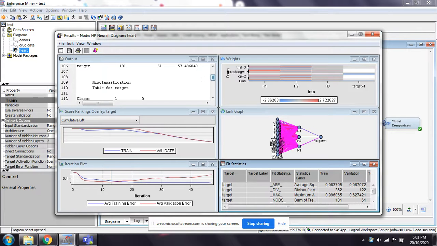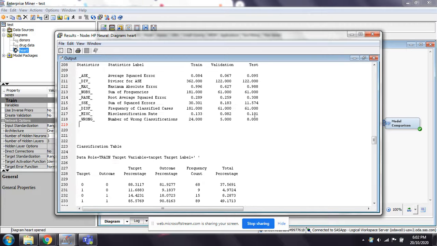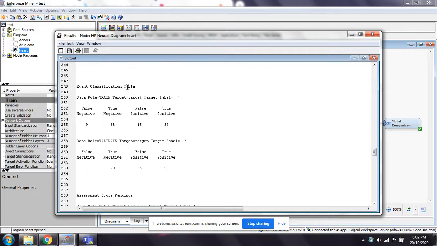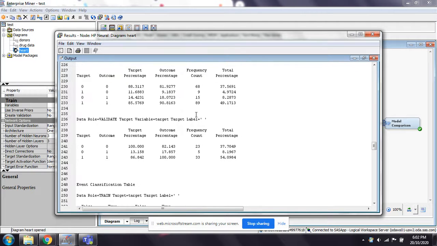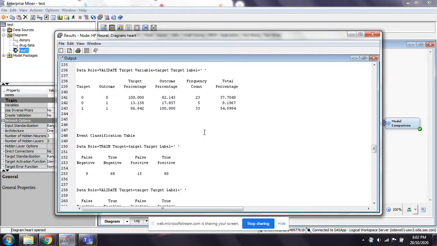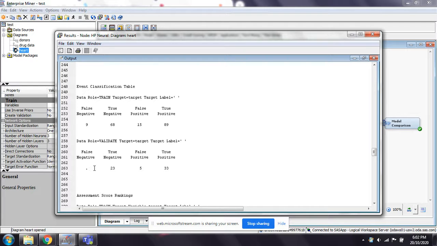From there, we can also take a look at the classification table, where we have the false negative, true negative, false positive, and true positive counts, and also the percentages for the validation set and the training set. In the validation set we can see that there is no false negative, but there are some false positives. So we can say that the specificity of our model is actually quite good.